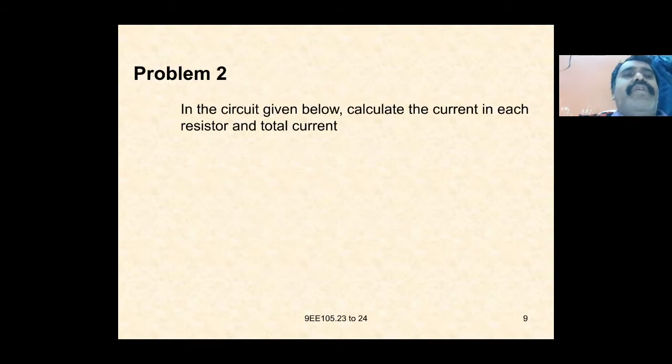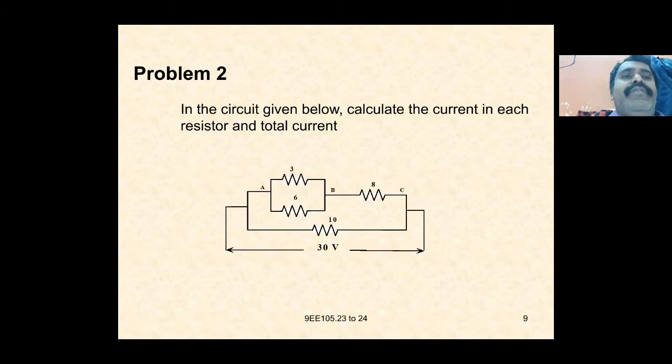Again, in the circuit given below, calculate the current in each resistor and the total current. Given, 3 ohms and 6 ohms are connected in parallel. The parallel combination comes in series with the 8 ohms. Then this combination of the two resistors in series comes in parallel with the 10 ohm resistor.